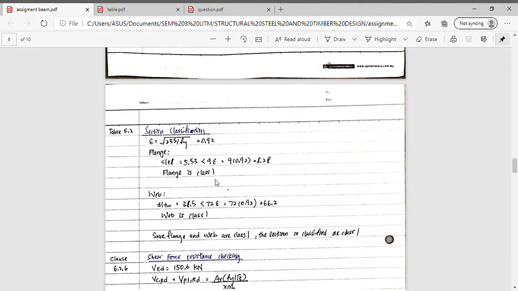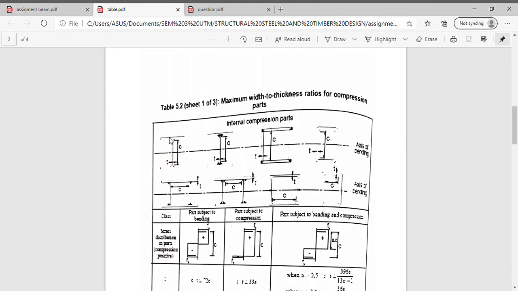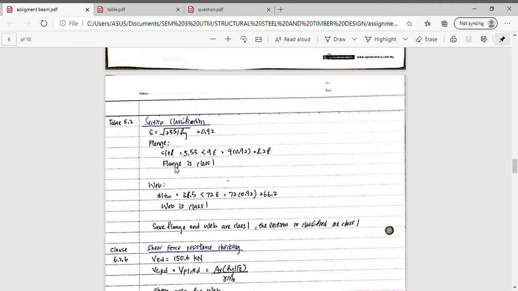Okay, then we go through the section classification. Also refer to Table 5.2, yeah, this table. Okay, and then we also obtain the flange for this is less than the limit, and the web is also less than the limit. So since these two are class 1, the section is classified as class 1.